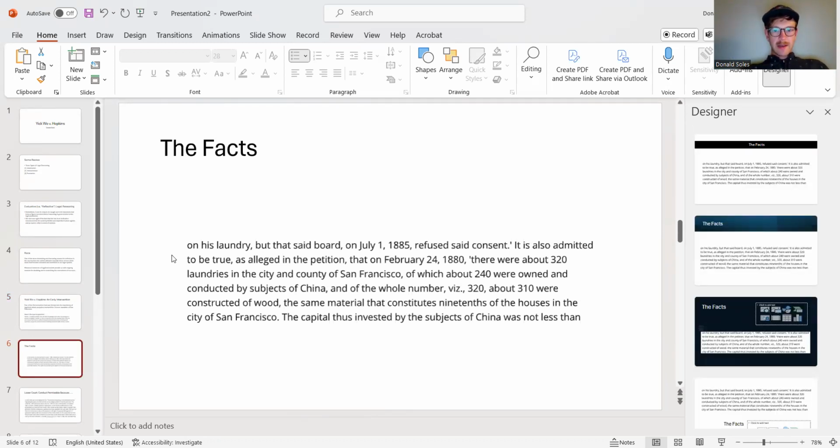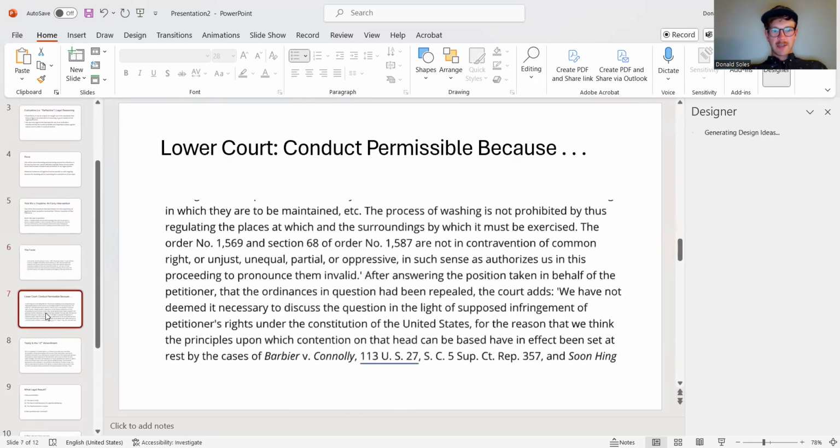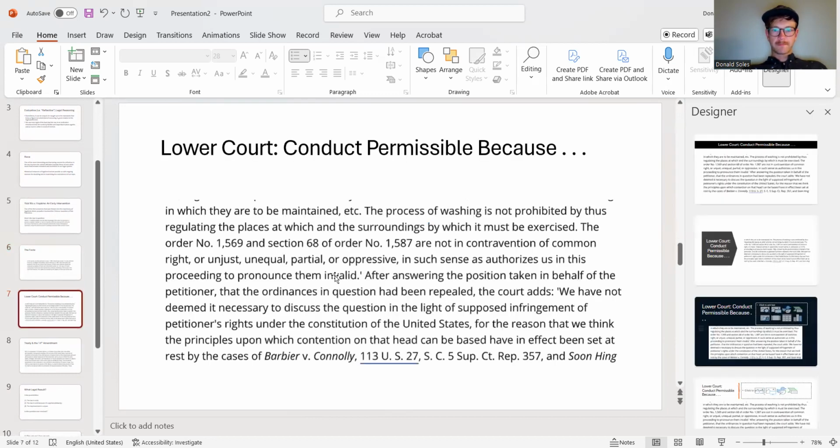Okay. I've highlighted again the facts of the case, which are that there are 320 laundries in San Francisco. About 240 are operated by Chinese citizens working as immigrants or immigrant laborers in the U.S. And then you have the remainder of the laundries being operated by white American citizens. And all of the licenses were granted to white citizens, but not to the Chinese immigrant laborers.